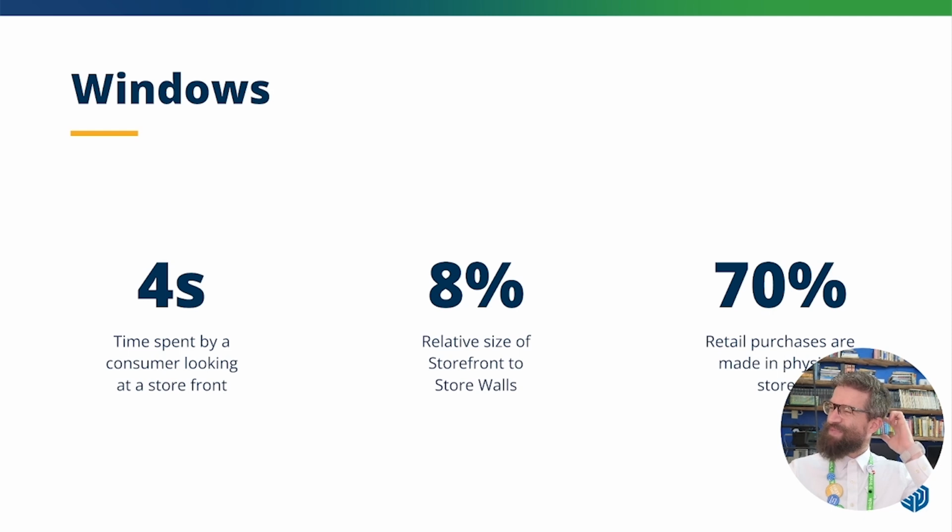All right, then a little bit about the psychology of shopping and how much we interact with the storefront window. How much time do we spend looking at a storefront? Roughly 4 seconds. What is the size of a storefront in relation to the store walls? Well, about 8%. So let's say 1/10 of your total wall display area is actually the storefront. And how do you capitalize on that? How do you make good use of that? 70% of all retail purchases are still made in physical stores.